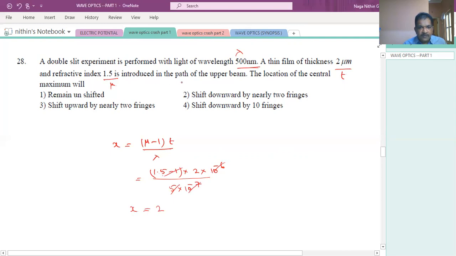In the path of the upper beam it is placed, so it will shift upwards, not downwards. So this is the answer for it. Shift upwards by nearly 2 fringes. Next.